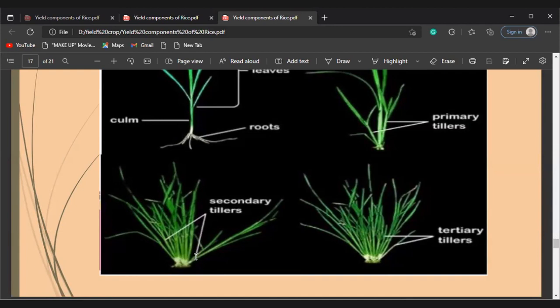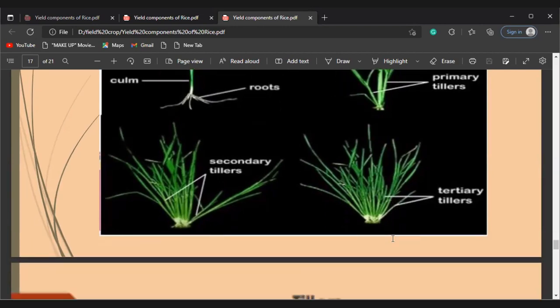From the primary, the secondary tillers emerge. From the primary, the secondary will emerge. Yes, this is the primary. From the primary, secondary tillers are there. Then tertiary tillers, which means the next level. First the primary will form, then the secondary will form, then the third one is called the tertiary tillers.